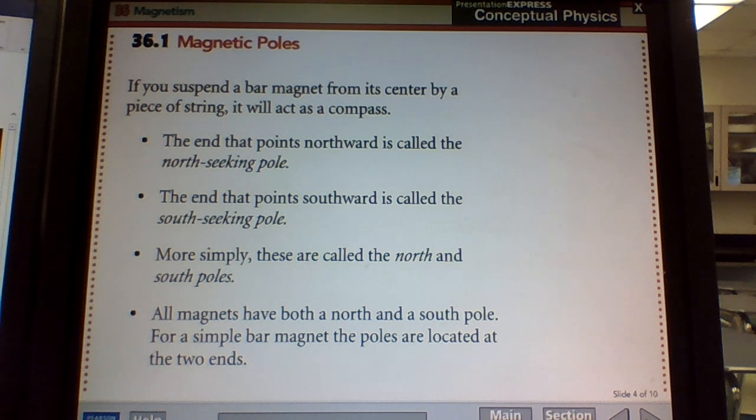Now, why this is set up is something that's a little bit strange, but has to do with how the Earth is set up. The Earth is set up as a gigantic magnet itself. But where do we find the north pole of the Earth? It's actually at the South Pole. And so that's why the south end of a magnet is attracted to the South Pole.